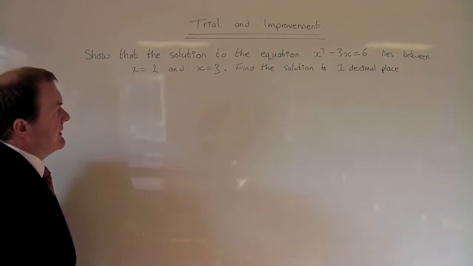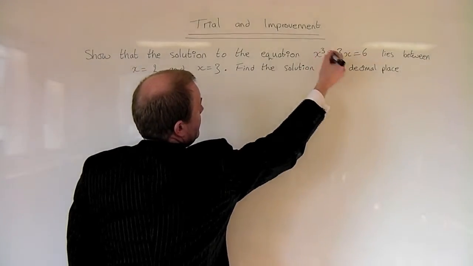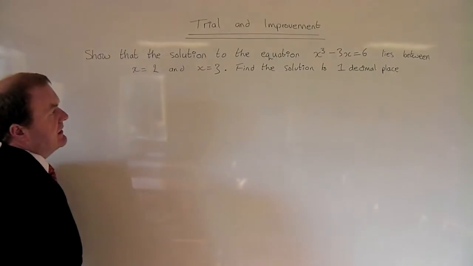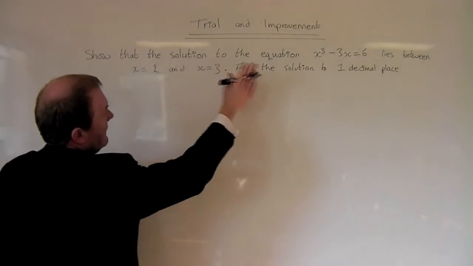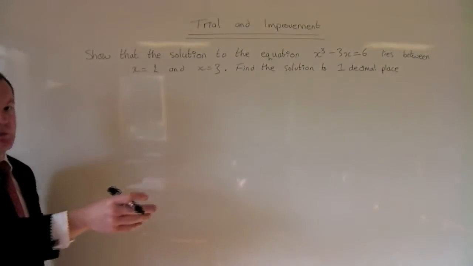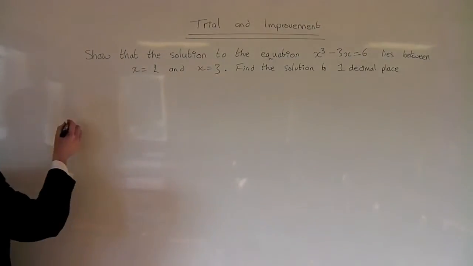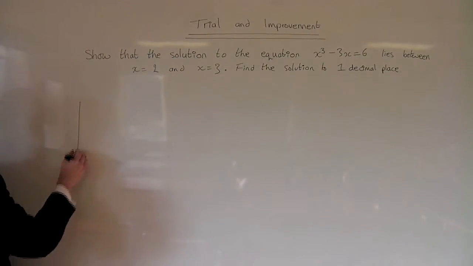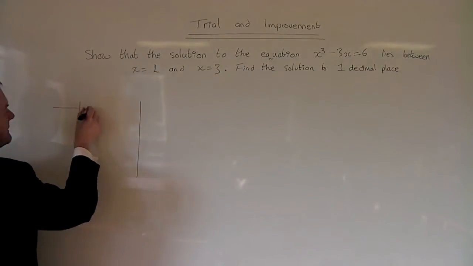So with our second example, another equation, this time x cubed minus 3x equals 6, and we're going to show that the answer lies between 2 and 3, and then find the solution to one decimal place. So we're going to approach this in exactly the same way as we did with the last example. So I'm going to start with a table. I think a table makes your working out nice and clear.